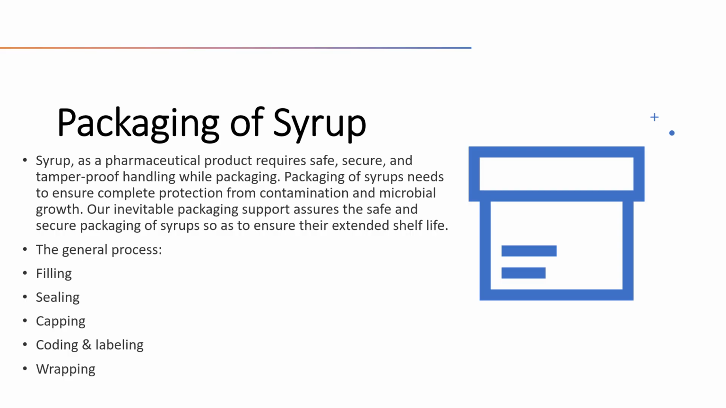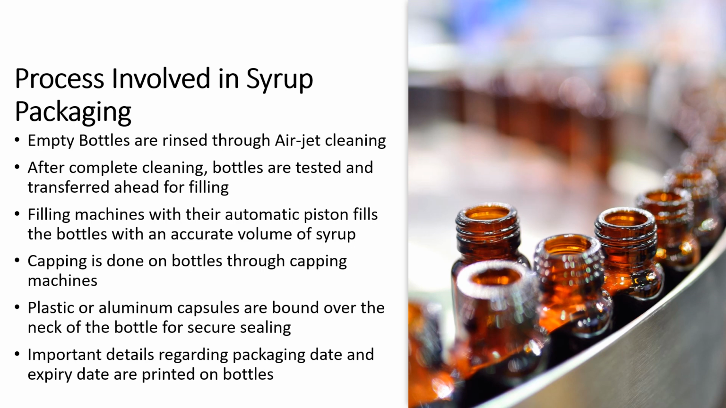Packaging of syrup. Syrups are basically pharmaceutical products, so they require safe, secure and tamper-proof handling. Packaging ensures complete protection from contamination and microbial growth and ensures their extended shelf life. The general procedure of packaging includes filling, sealing, capping, coding and labeling, and wrapping. The steps in the packaging include: first, the empty bottles are rinsed through air jet cleaning. After complete cleaning, bottles are tested and transferred ahead for filling.